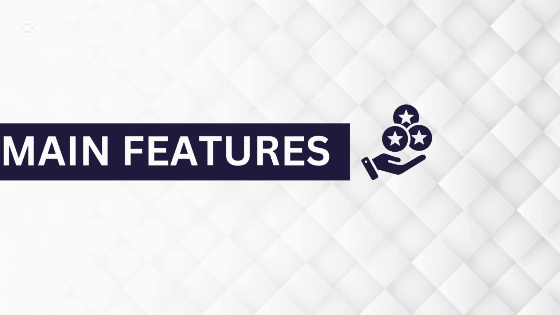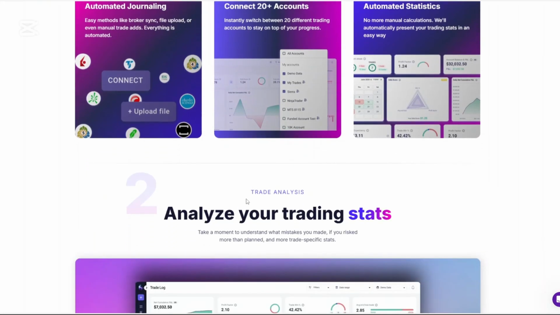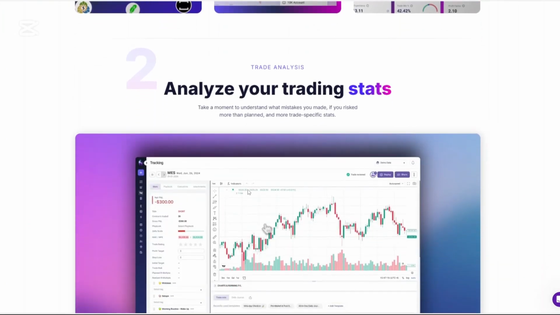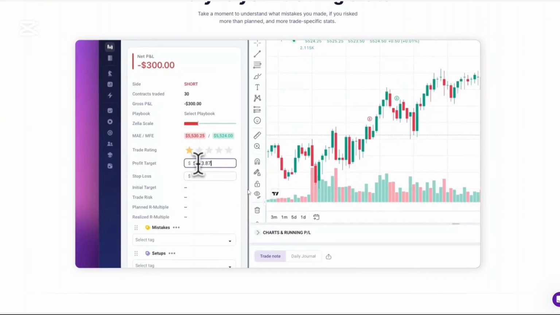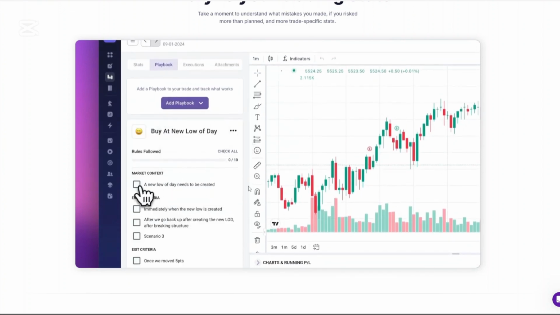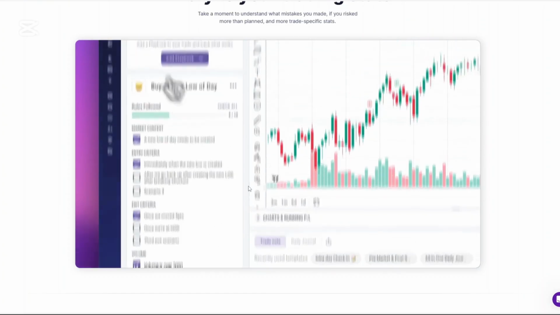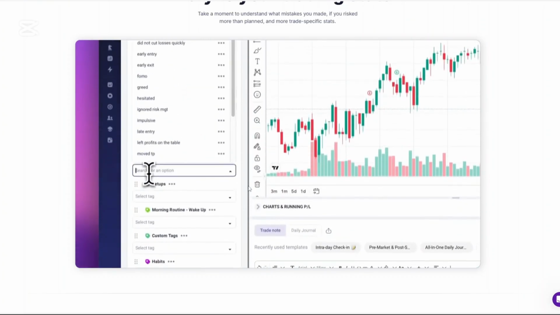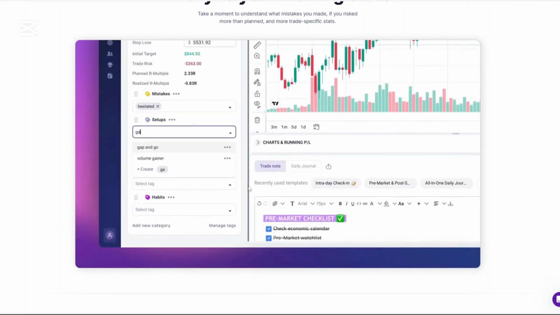Let us talk about the main features of both platforms in detail. We start with TradeZella. Automated trade imports. You can sync brokers or upload trades manually. Advanced analytics dashboard. You can customize your dashboard to track key performance indicators. Playbooks. You can create and track your trading strategies with specific rules. Backtesting and trade replay. You can test and refine your strategies with unlimited backtesting sessions and trade replays.